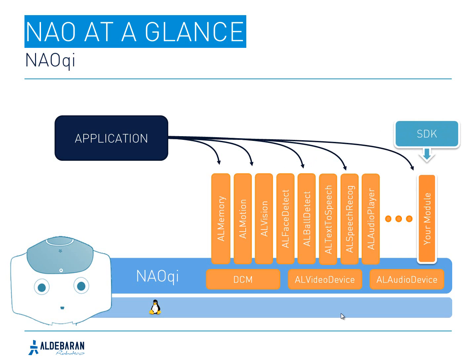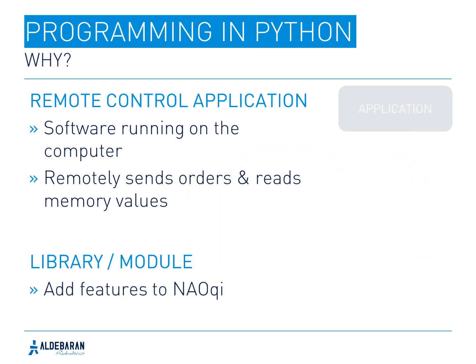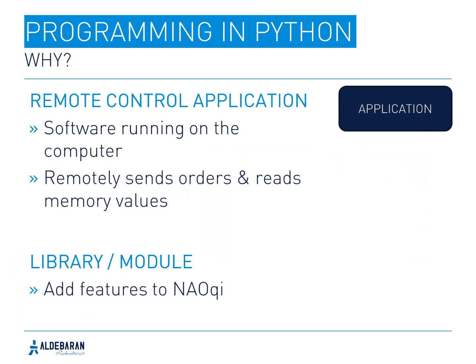We can see here the 2 interesting uses of Python. First one is creating applications. For embedded applications, we prefer to use Choregraphe. But Python could be useful for creating an app running on a computer. The second possibility to use Python is to create your own module and add new features to NAOqi. So to summarize, you would use the Python SDK for a remote control application running on a computer that would communicate remotely with the robot, or to add a new feature to NAOqi and create a new module. These are the 2 parts we're going to discuss today.